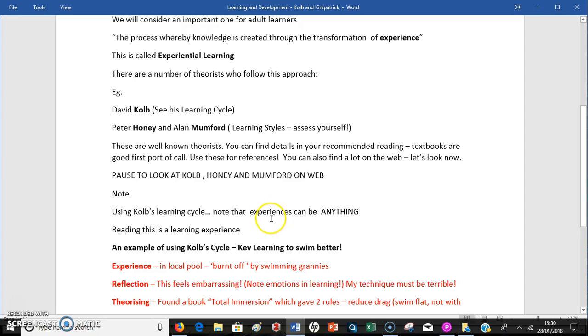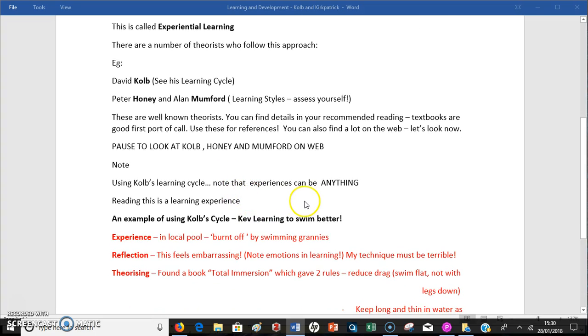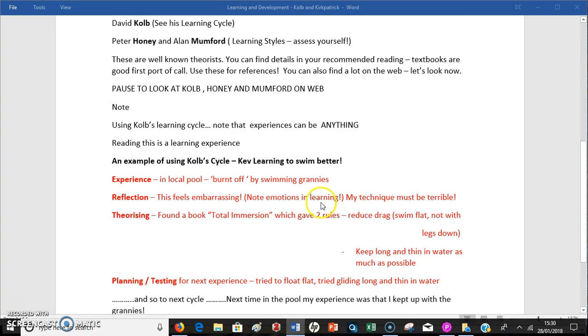First of all, just note that the experiences can be anything at all. So when you're reading this and listening to this, this could be a learning experience for you if you actually learn from it. It doesn't have to be something physically that you're doing. It can be thinking about something, because they're all experiences in their different ways. This is my classic one, which I tell everyone about, because it's true. So if you can learn from this one experience, right?